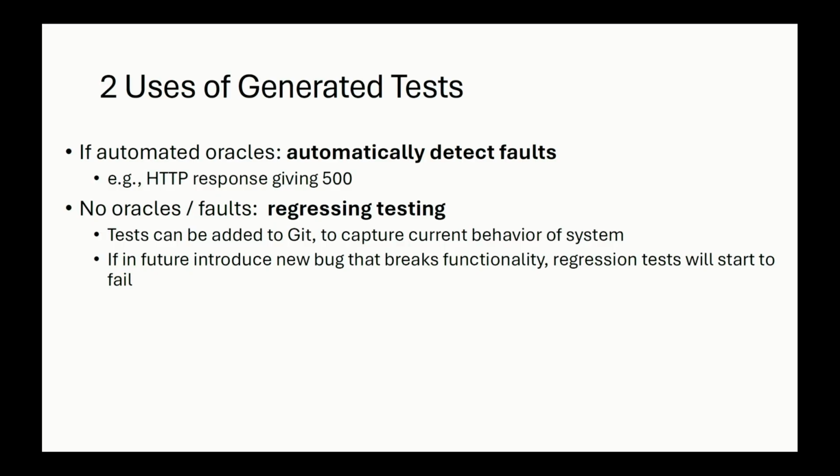But even if you cannot detect any faults, if you get a set of test cases that are generated and those are executable, then you can use those test cases for regression testing, to see if future changes in the API are going to break existing functionality. So there are at least two different things that you can do if you can automatically generate test cases.